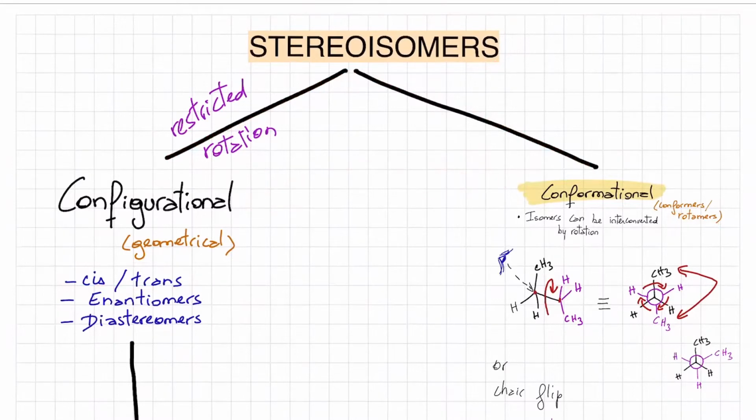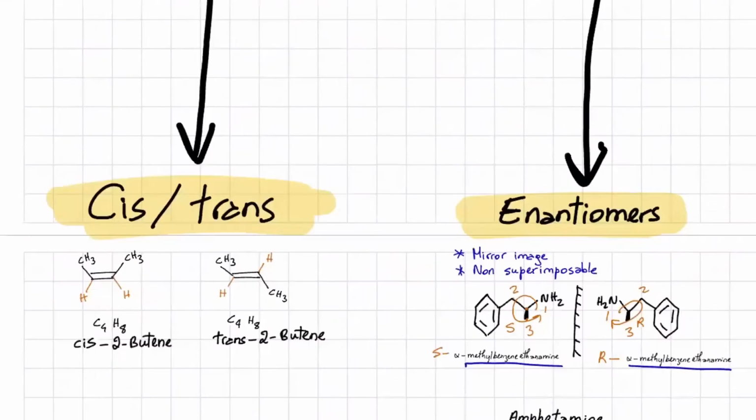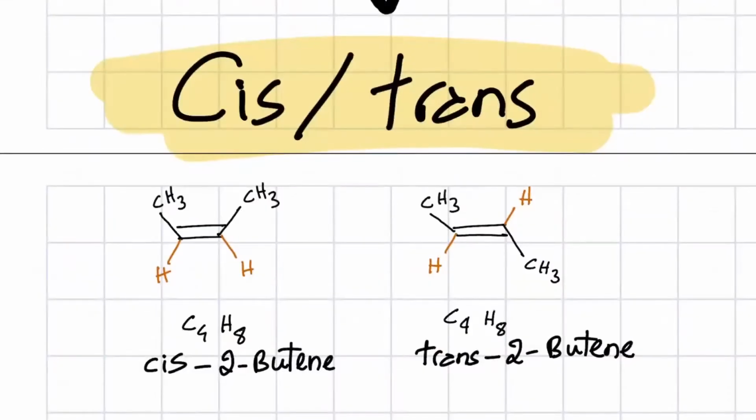Well, configurational isomers are restricted in rotation, so you can't interconvert them. For example, remember when I was showing you the cis and trans? Let's go back here. With the cis and trans, you cannot simply rotate this bond to convert it into this. That's not going to happen because the double bond is limiting the movement of that bond. The atoms are stuck in that position. That's why you can't interconvert them.